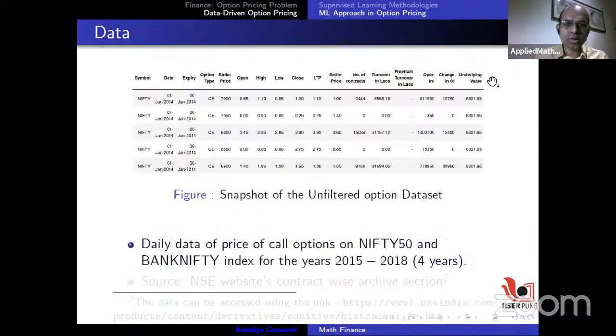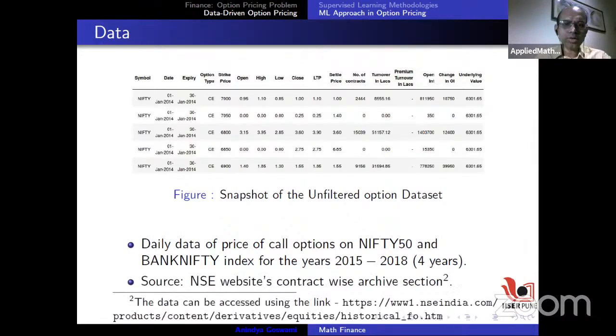So this is the starting point. Data looks like this when one looks at option pricing data. Every day there are many different options. For a particular day, like here on 1st January 2014, the asset price is 6,301.65, and there are many different options with different strike prices and different times to maturity. With this bunch of data, what data is relevant and how to proceed? That is the first question.